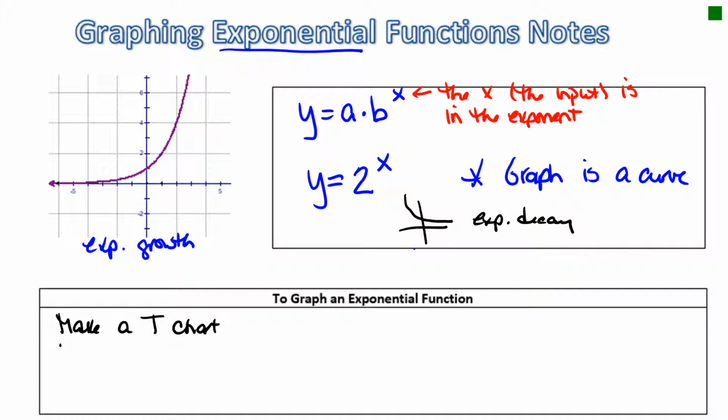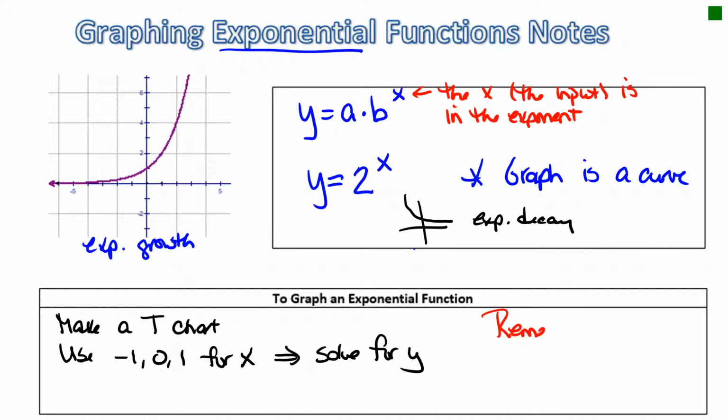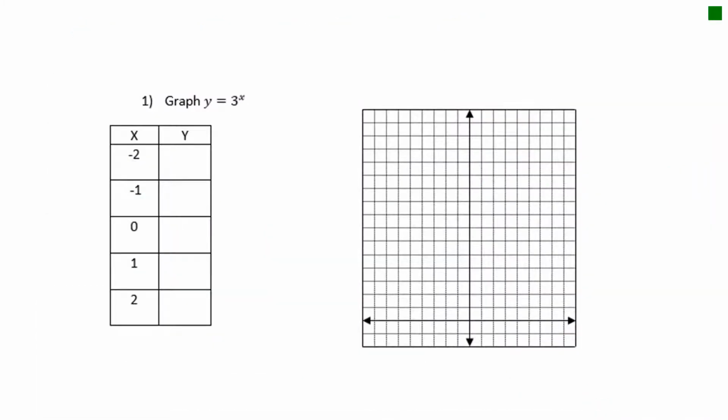All right, you're going to use -1, 0, and 1 for x, and then you're going to solve for y. So I want to go back to memories. Remember here, if I take 2 to the -1, remember that negative says I have to put it down on the bottom. It becomes 1/2.